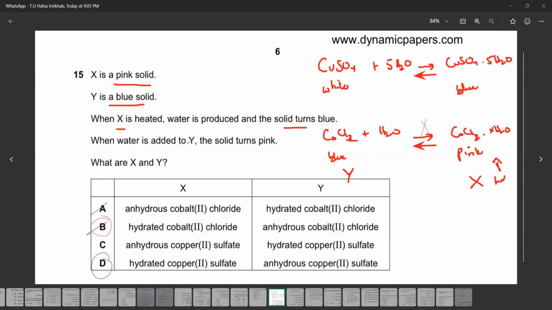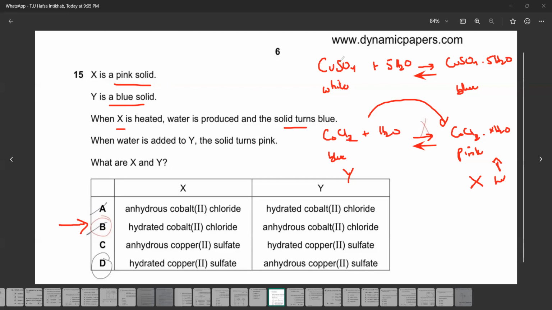So when we add water to Y, the solid turned pink. Like it turned back into pink. So what is X and what is Y? X is the hydrated cobalt chloride and Y is anhydrous cobalt chloride. That's why B is the right answer.